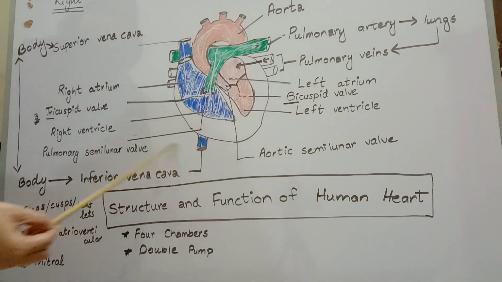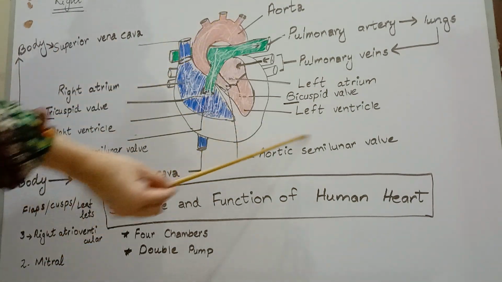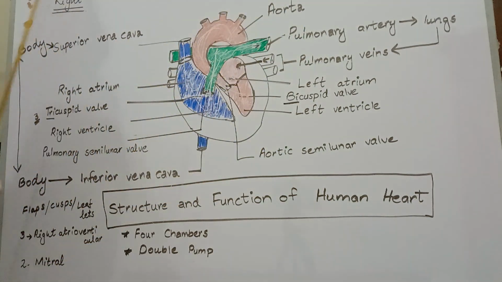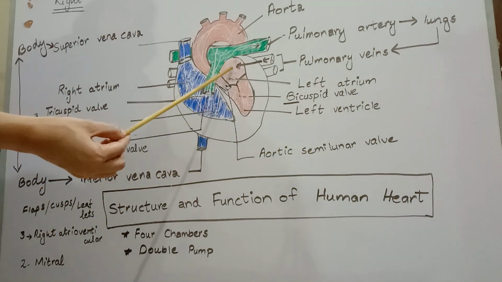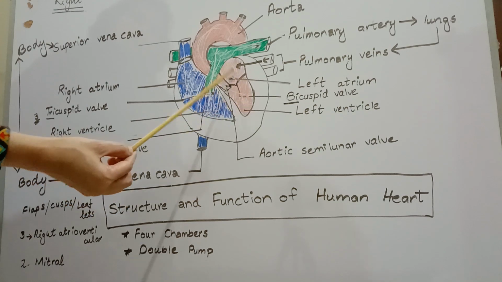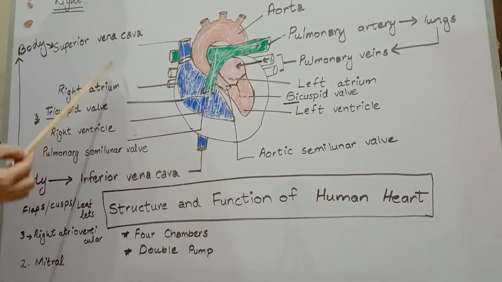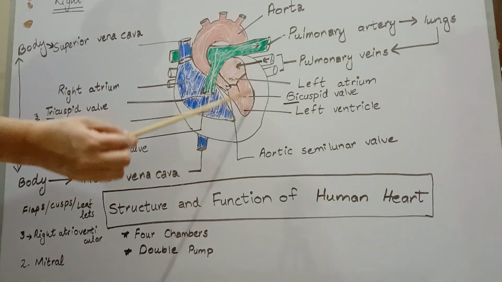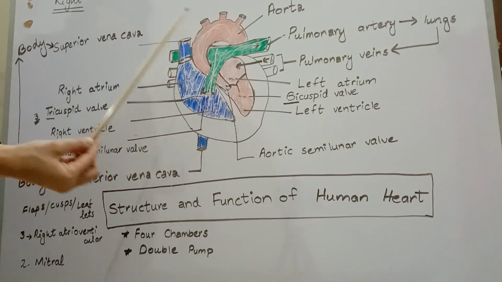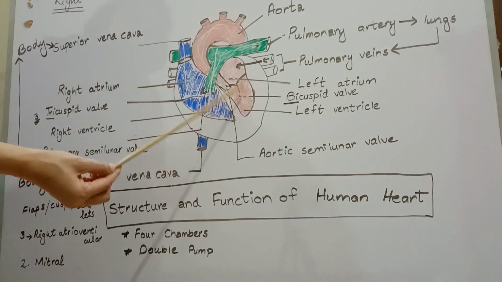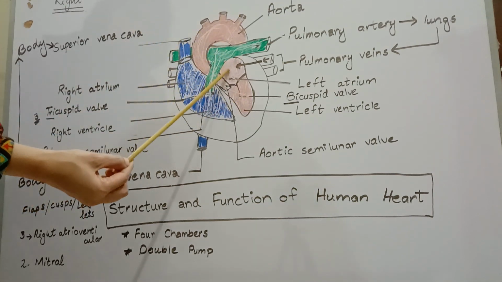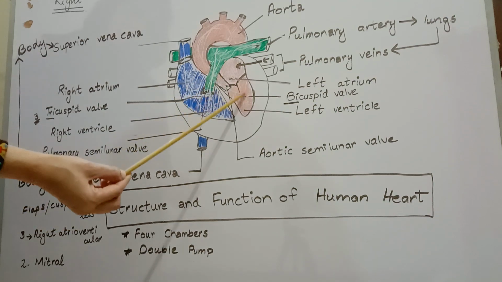This is the right side of the human heart and this is the left side. As this is the right side, it has the right atrium and right ventricle. As this is the left side, it has the left atrium and left ventricle. Two upper chambers, atria; two lower chambers, ventricles.